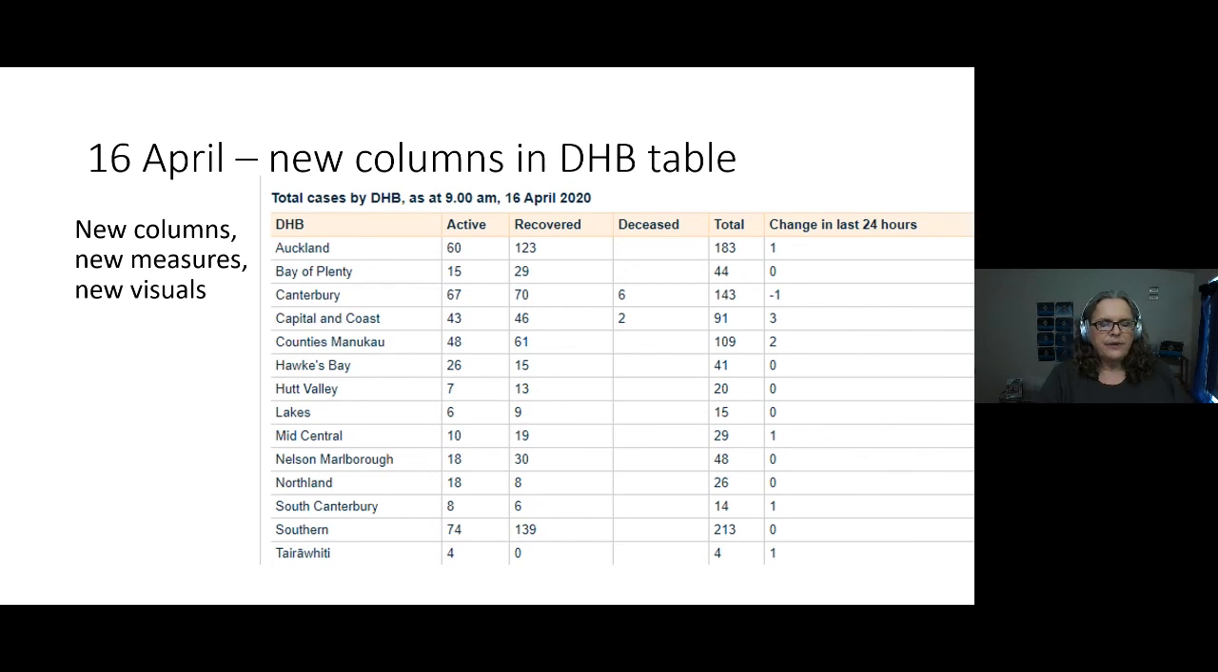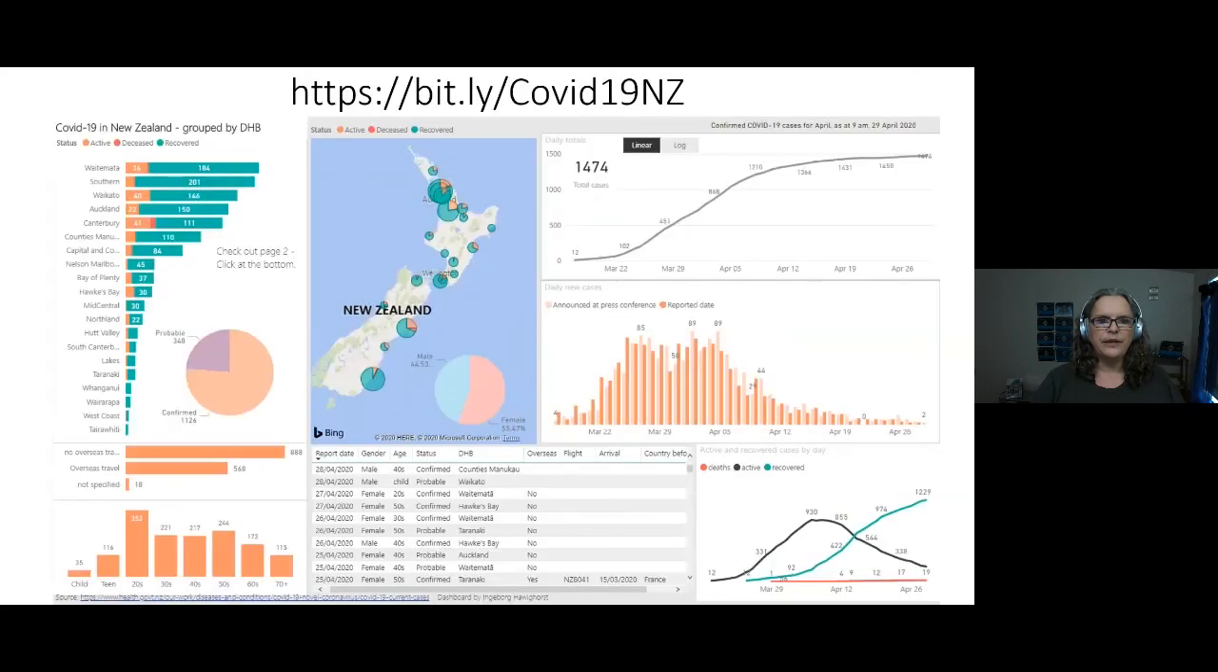By 16th of April, we had new columns in the DHB table, which were welcome because they showed broken down by DHB what the active and recovered cases were, and I could finally build my version of the dashboard with some positives. And this is the last update that I did here, with the recovered cases stacked on top of the bars and also added into the little dots so they look like little pie charts on the map.